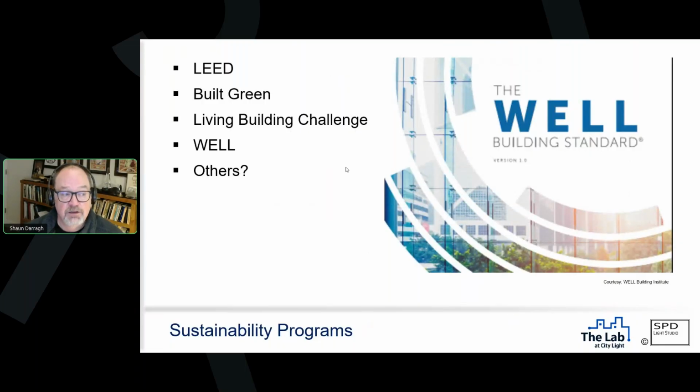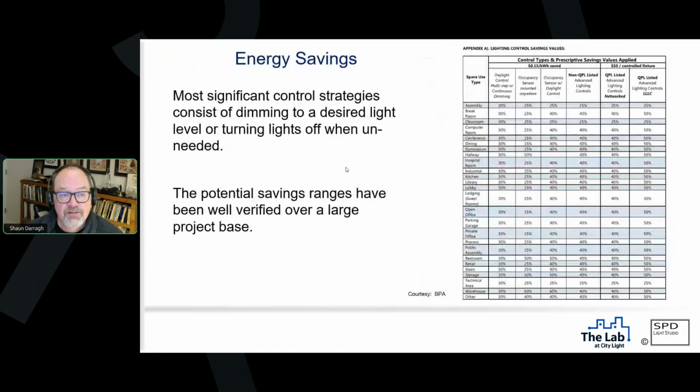There are a variety of sustainability programs. If you have any sustainability aspirations at all, you must use these days, realistically, networked lighting controls or luminaire level lighting controls or both. The energy savings are really quite well understood, right? So this is the table from the Bonneville Power Administration. It may be updated by now, that, for example, City Light will use when you go to them and ask for a rebate. This is what they will use to assume how much energy savings your project is going to have by using specific lighting control methods, right?